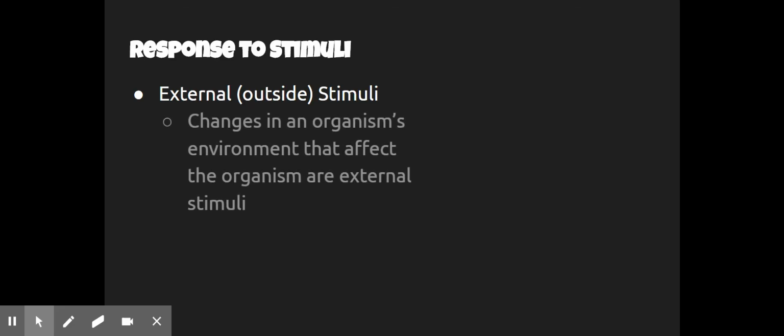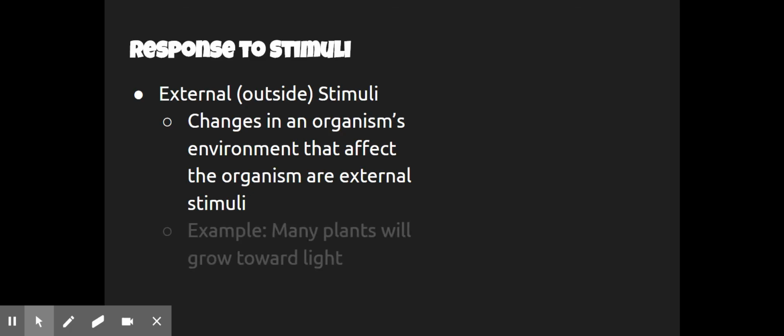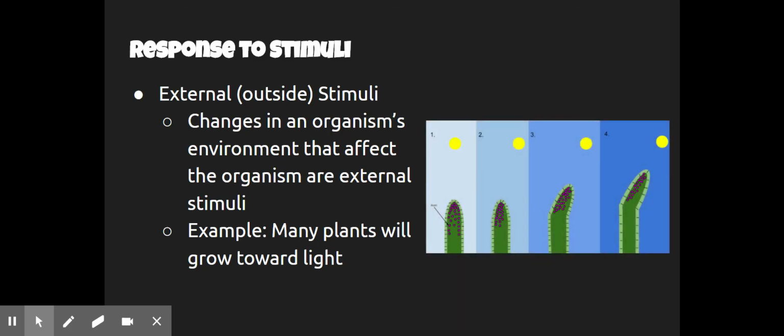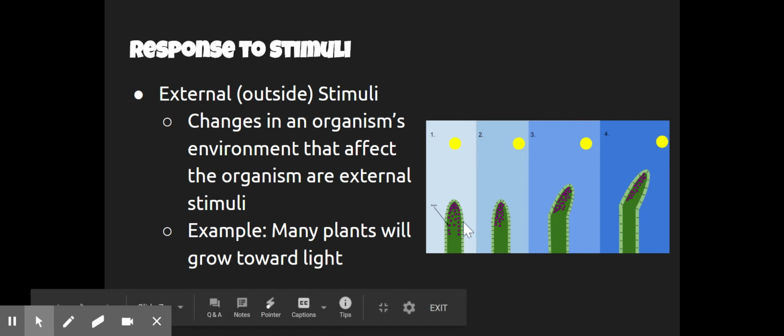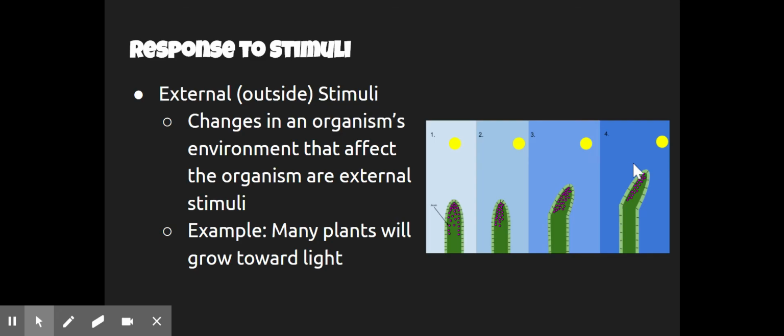All right, the second kind is when we respond to external stimuli, or stimuli that takes place outside of the body. Now, an example of that is probably something that you don't normally think of, because you probably don't think of the fact that plants actually respond to stimuli. But one example of external stimuli is a plant growing toward light. All right, so there's your picture, and you can see that the plant is actually facing the sun, and then it turns and faces the sun here.